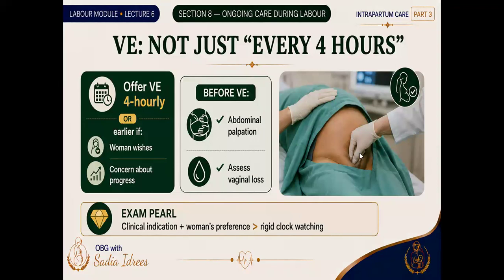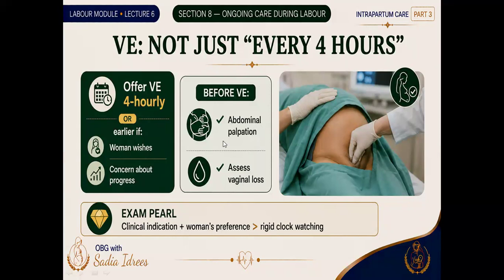Now, one important clarification. I don't want you to leave this lecture thinking vaginal examination means every 4 hours, no matter what. No. In established first stage of labor, we routinely offer vaginal examination 4 hourly, but it can be offered earlier if there is clinical indication, particularly if there is concern about the progress of labor. It can also be performed earlier if the woman wishes after discussion.